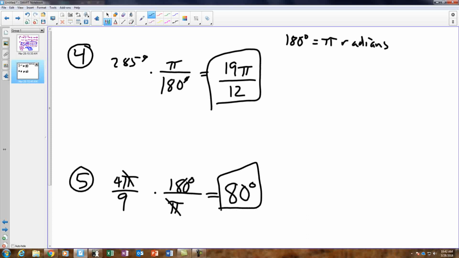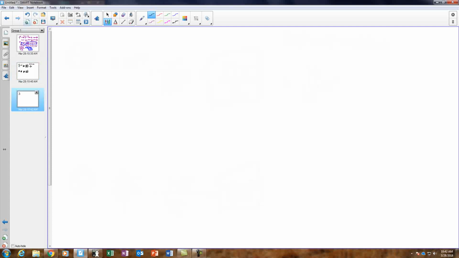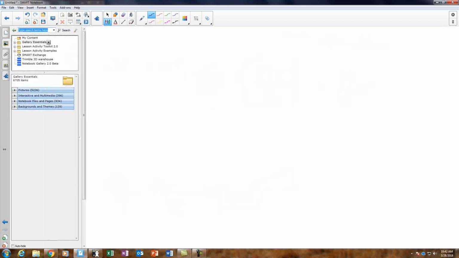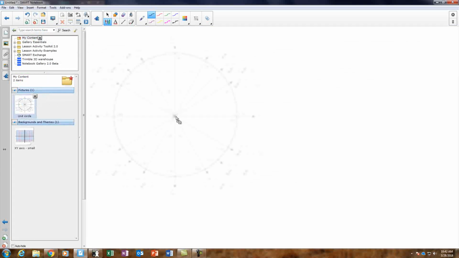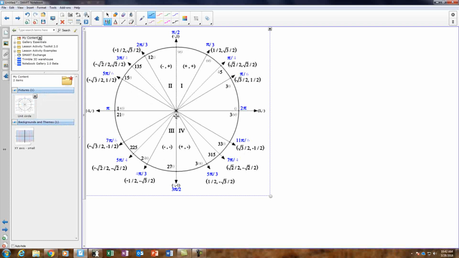Another way to write it would be 19 over 12 times pi. That would work as well. It's not wrong, it's just different. Not the way you'll see it in the unit circle, but it's still correct. Okay, so speaking of the unit circle, the next place we need to go is to the unit circle. So we're going to pull this out to help answer a couple of questions.